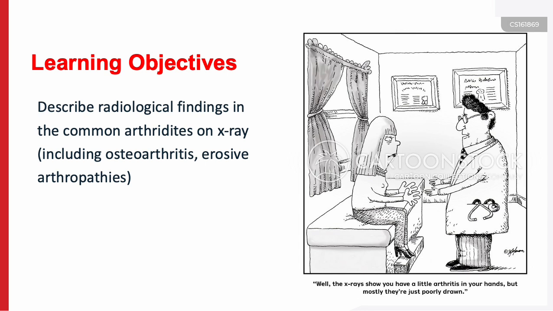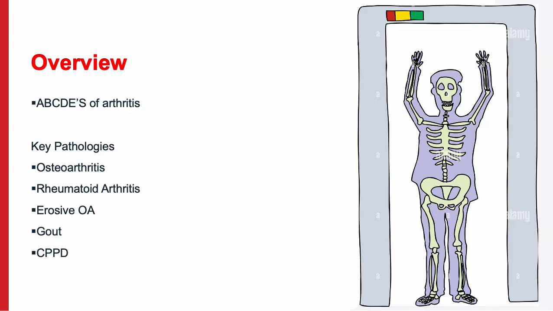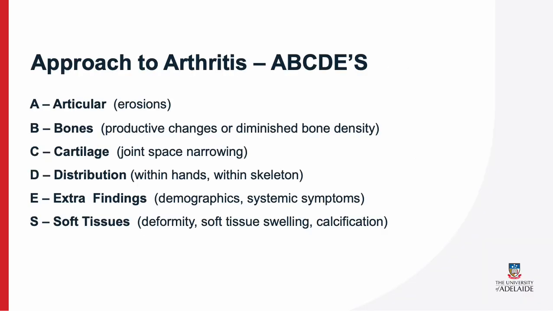So the learning objectives: to describe the radiological findings in the common arthritides on X-ray and include description for particular osteoarthritis and erosive arthropathy. So an overview of the talk: what we're going to discuss is A, B, C, D, E of arthritis, and we're going to discuss a few specific scenarios including OA, rheumatoid, erosive OA, and to a lesser extent gout and CPPD.